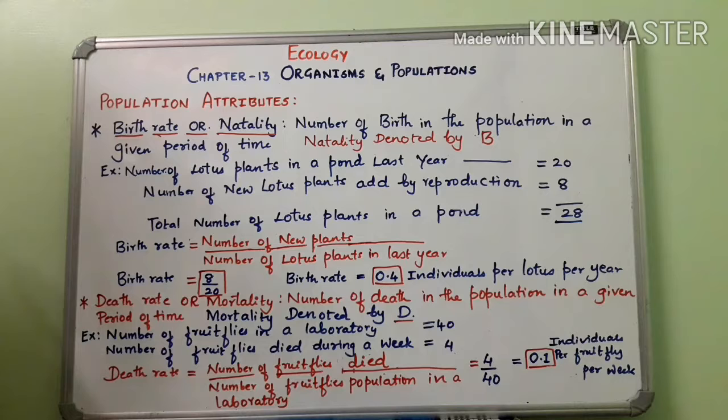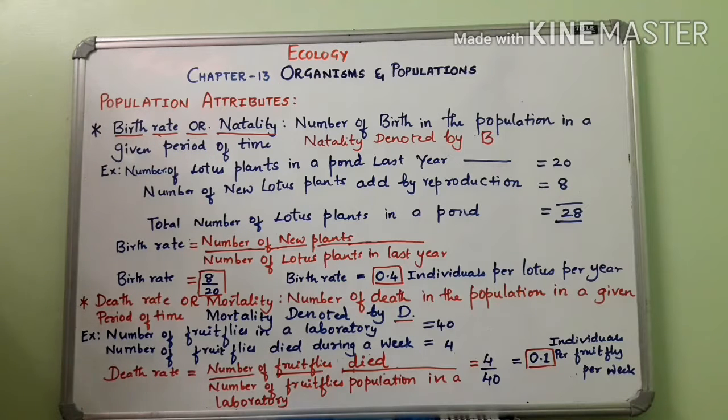So here we are going to study the same species. What all conditions are there in that particular geographical area, we are going to discuss in population attributes, the characteristics of a population. The population attributes consist of birth rate, also called natality. Next is death rate, also called mortality. Third, age pyramid. Fourth, sex ratio. Fifth, variation, population density and population size. These all are the characteristics of population.